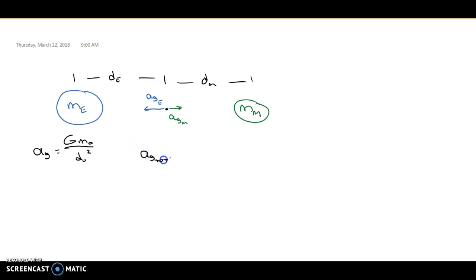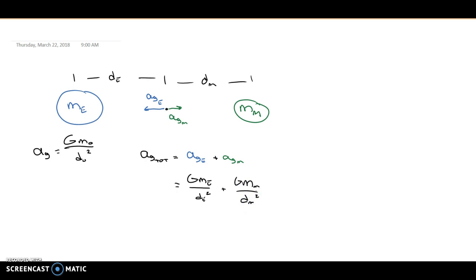AG total would just be the vector sum of the acceleration due to gravity from Earth plus the acceleration due to gravity from the moon. And these are two numbers that I can just plug into my big G equation: big G, mass of the Earth, over the distance to Earth squared, plus big G, mass of the moon, over the distance to the moon squared. These are going to be two numerical values that are both accelerations.